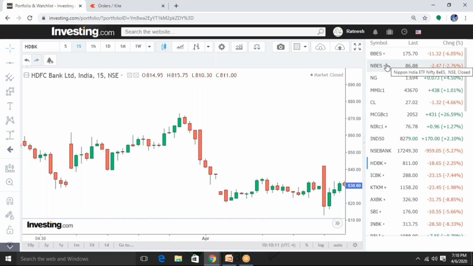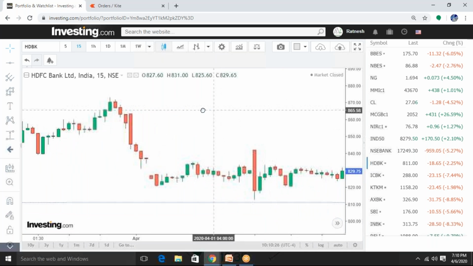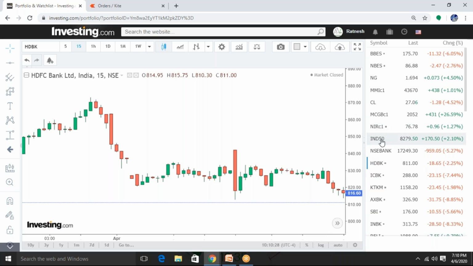It is similar to an ETF. These are the safest places to invest, and it is based on Nifty 50 movement. I will discuss what Nifty Bs are and the safest ways to invest in the market. A share can go to zero, but Nifty Bs and Bank Nifty Bs will never go to zero. Don't worry, I will discuss these things.